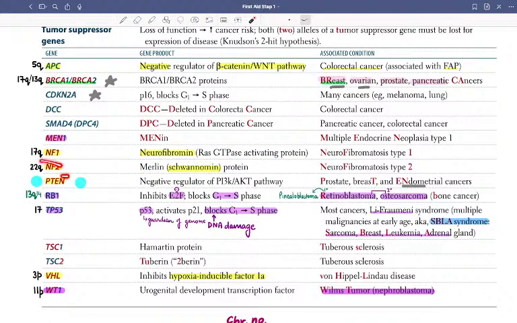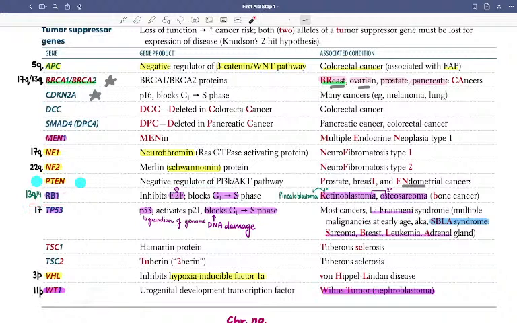PTEN is the PI3K AKT pathway, seen in prostate, breast, and endometrial cancers. PTEN, this is NEET important. BRCA1 and 2 is also NEET. MEN is INI, RB is INI, TP53 is INI, WT1 is INI.